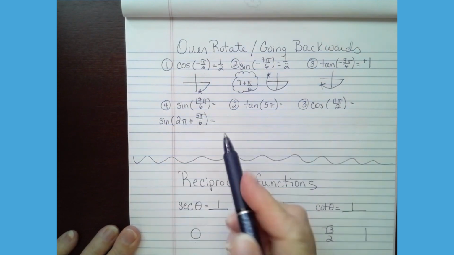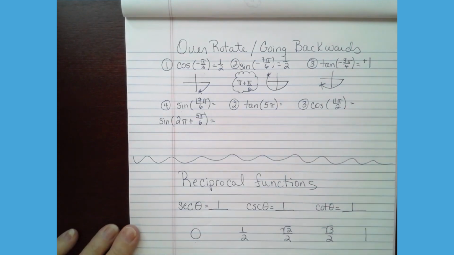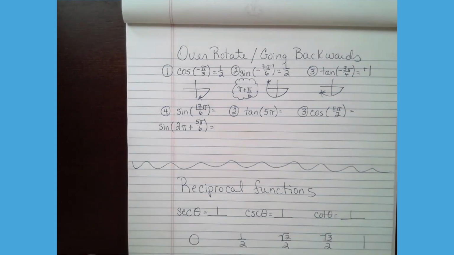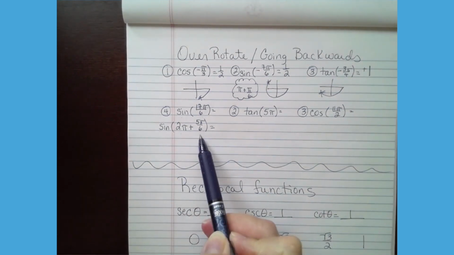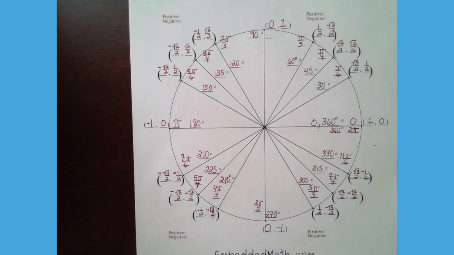So to find out what the sine of this is, I've just got to keep going around the circle. I know, crazy, right? So I've got to go 2 pi, and then I've got to go 5 pi over 6 more. Wherever I land, the sine of where I land is the sine of 17 pi over 6 as well. So here we go.